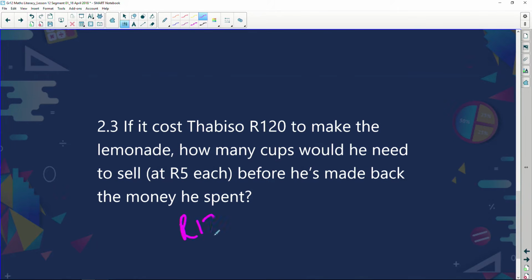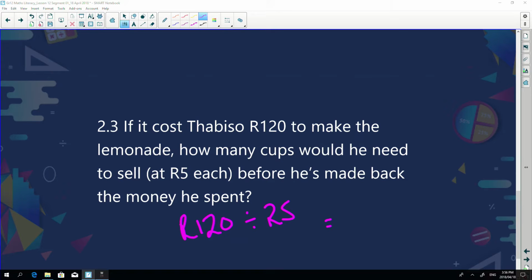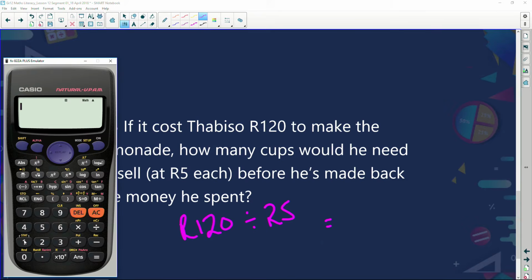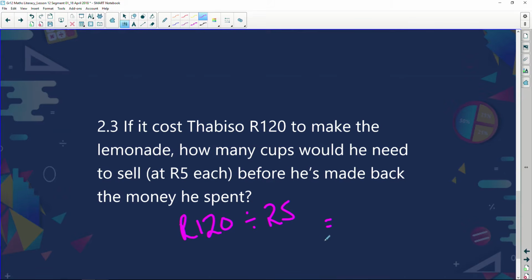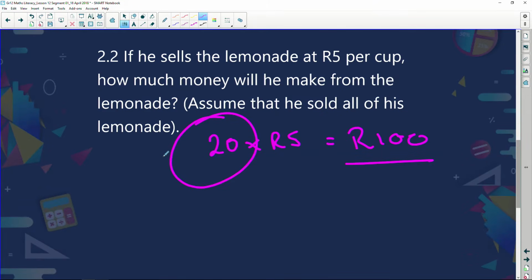Well, 120 Rand, we're going to divide that by 5 Rand, and our calculator is going to give us an interesting answer. 120 divided by 5 equals 24. He's got to sell 24 cups of lemonade to break even. In other words, to get to the point where he can start making a profit. This is hugely problematic. Why? Because he can only get 20 cups out of that jug.